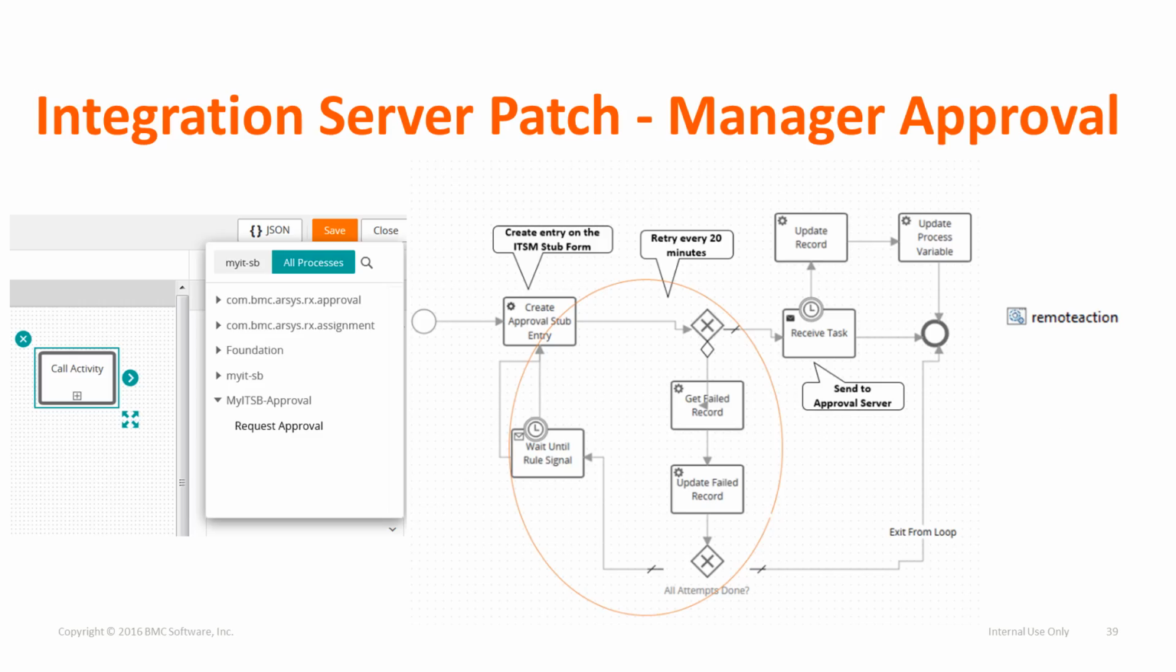As far as the process is concerned from Service Broker, it's actually just using the call activity. As you can see, we have request approval, and the process once again creates the entry on the stub form, does a cycle every 20 minutes, and loops. If it's not able to loop, it fails, and if it's able to reach ITSM, it uses the receive task to send it on to the approval server, and then once the manager approves it, it uses the remote action batch .bat file to send that back to Service Broker.